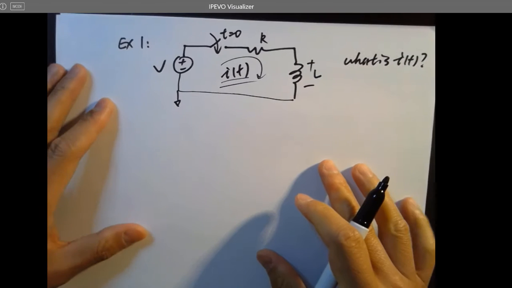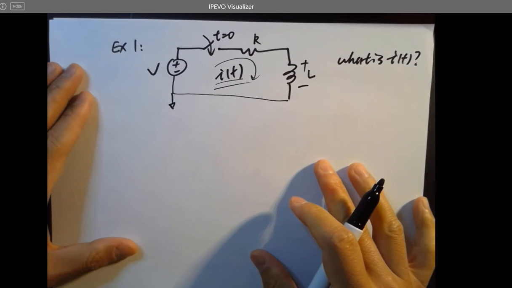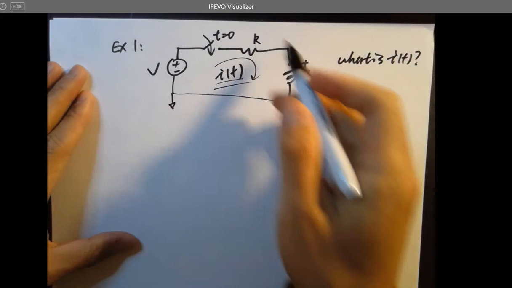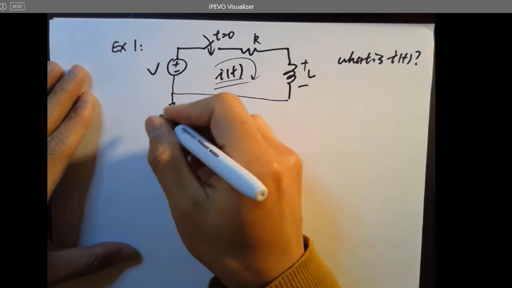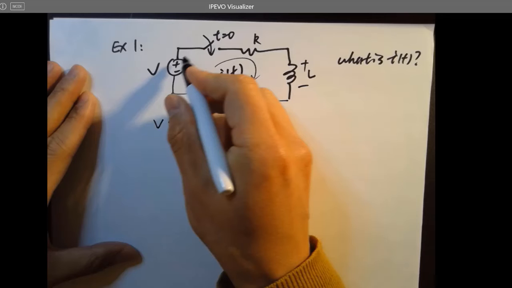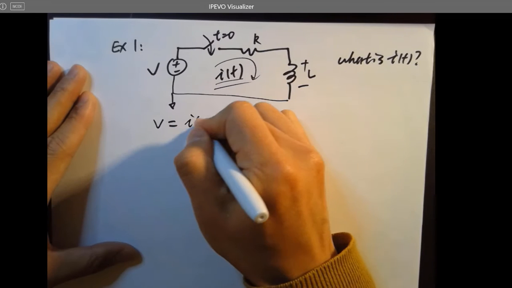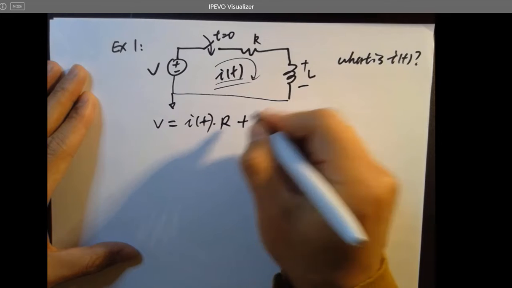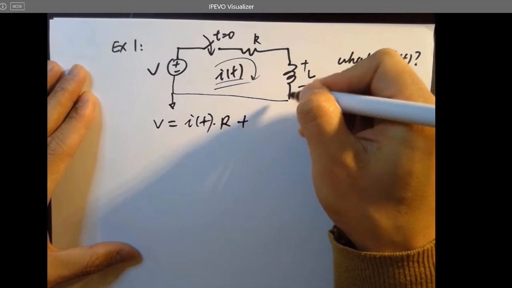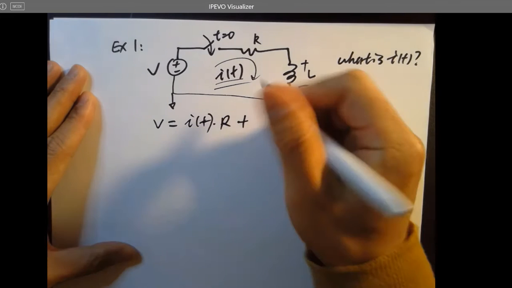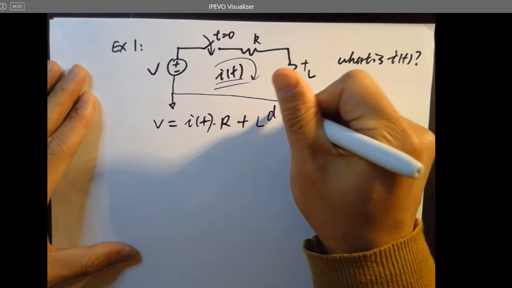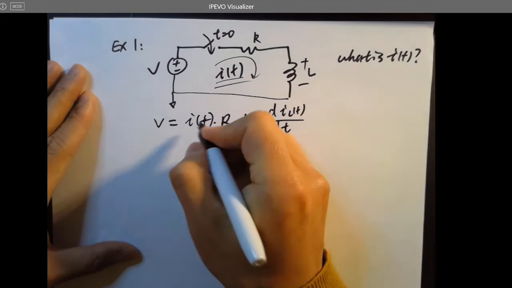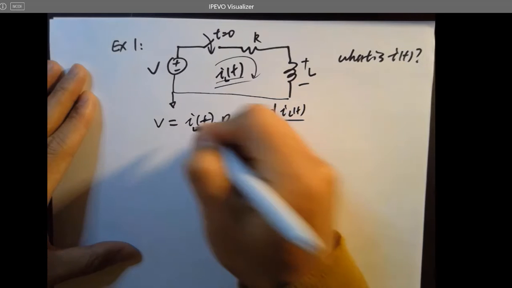We just need an expression for I(t). So definitely KVL, right? Because this is a closed loop, and we can definitely list the equation here. V equals I(t) times R, that's the voltage drop across the resistor, plus the voltage across this inductor, which is actually L dI(t)/dt.